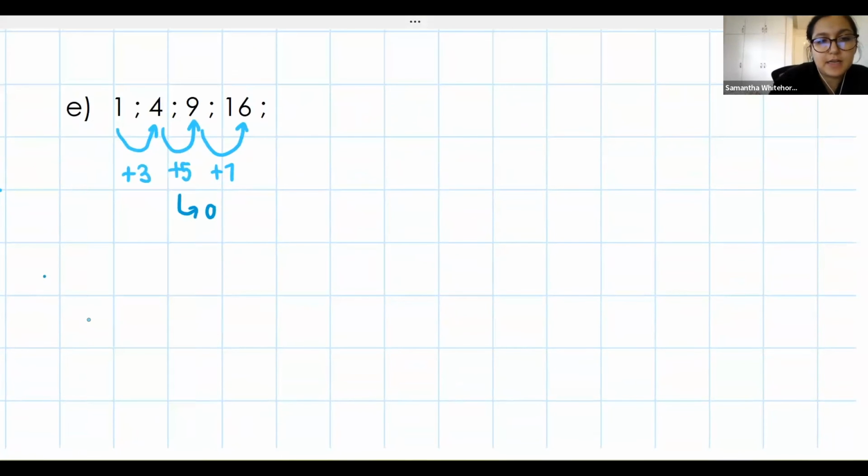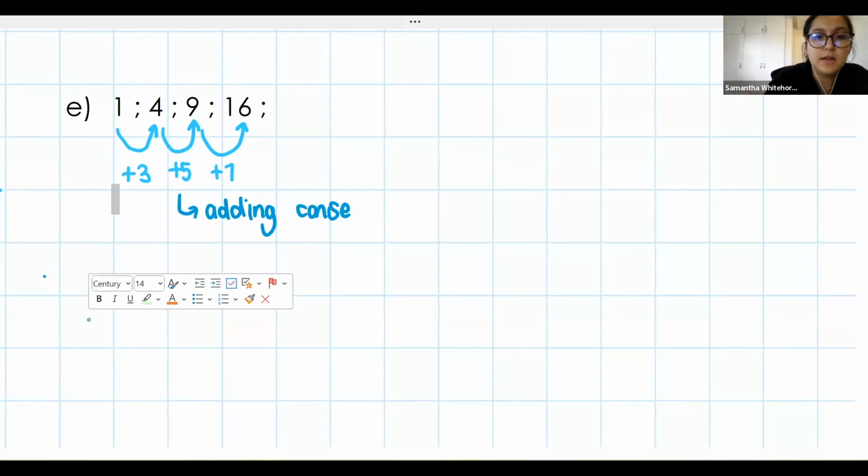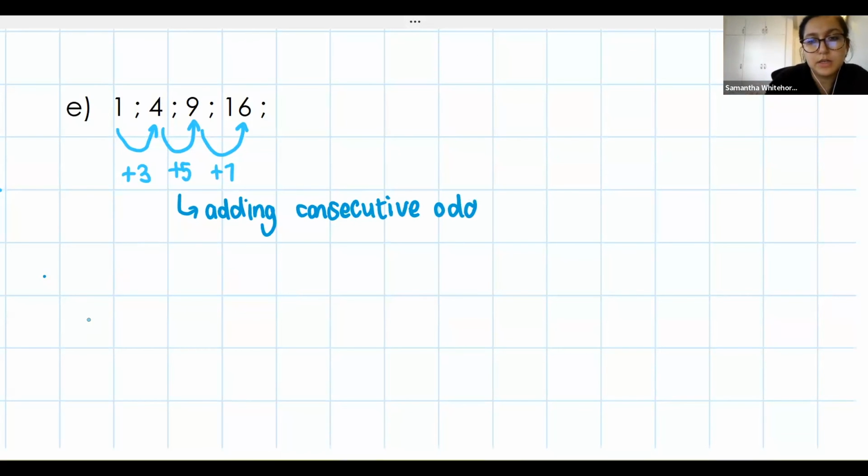I am adding consecutive, and consecutive means one after the other. So 1, 3, 5, 7, 9, 11 keeps going in its own pattern. That's not how you spell consecutive. Let's try that again. Consecutive odd numbers.